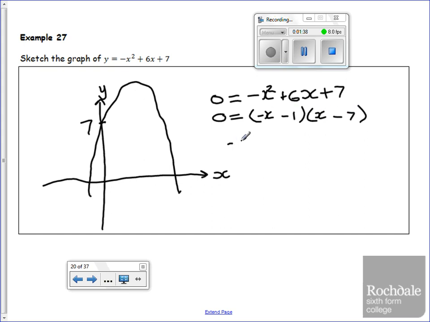So our roots are at minus x minus 1 equals 0. If we move the x over onto the right hand side, we've got a root at minus 1. And at x minus 7 equals 0, so we've got another root at 7. So we know the graph crosses the x-axis at 7 and minus 1.